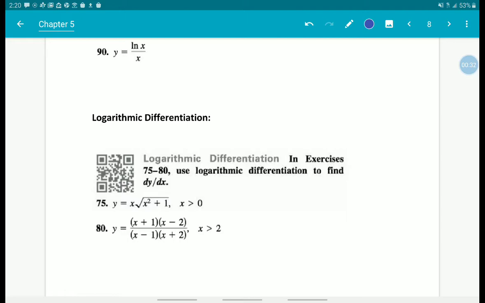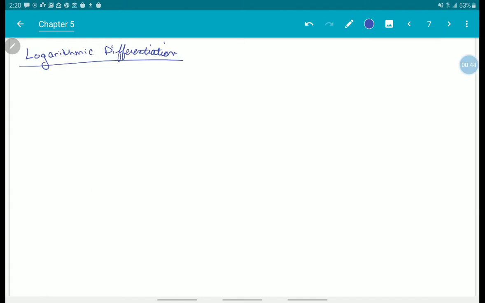Now, if we were to take the derivative normally, we see we have a product rule. To take the derivative of the second piece here, we would have a power rule and a chain rule. Logarithms are going to make this a little bit easier to deal with. So let's look at that example. This is number 75. We have y equals x square root x squared plus 1.